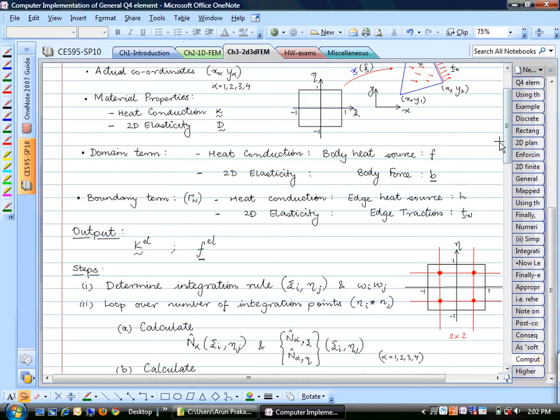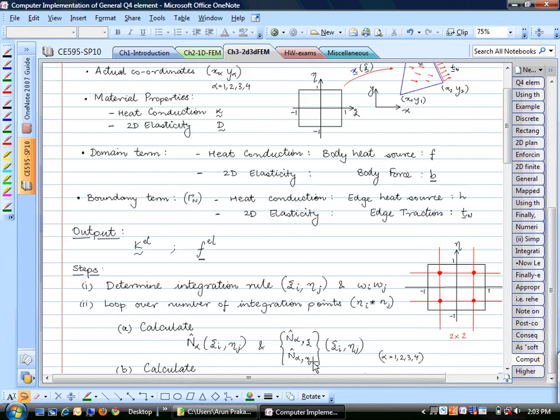So the idea is that you will first calculate your shape functions, all the shape functions for each of the 4 nodes. Alpha is the node number. You will calculate all the 4 shape functions, let's say at this point. So in this case, xi and eta j, both are plus and minus 1 upon square root 3. That's the 2 cross 2 Gauss integration rule. So at this location, you calculate the value of the shape functions, the 4 shape functions.